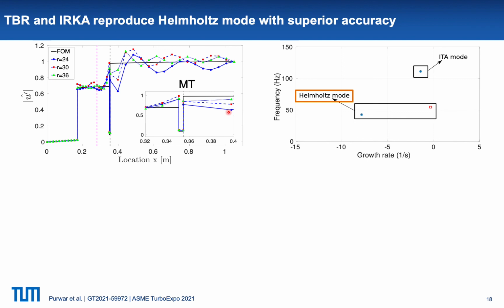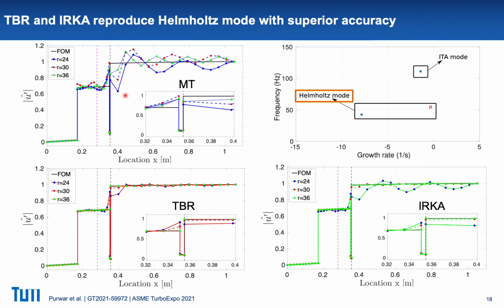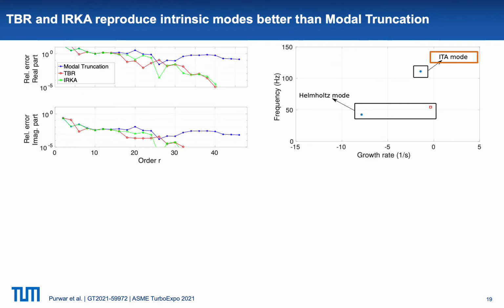The eigenmode shape from the reduced system from modal truncation shows spurious oscillations, which can be attributed to the Gibbs phenomena. Even at the order of 36, these deviations are clearly visible. Whereas the mode shapes from truncated balanced realization and IRKA do not exhibit these deviations at sufficiently high order. Therefore, TBR and IRKA reproduce the Helmholtz mode with better accuracy.